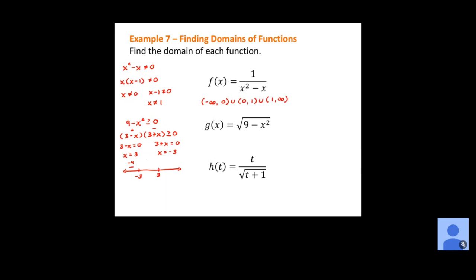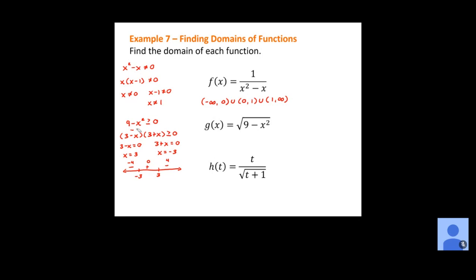Okay, now I'm going to choose a value between negative 3 and 3. 0 is a value between negative 3 and 3. If I plug in 0 into that factored form, 3 minus 0 is positive. 3 plus 0 is also positive, and a positive times a positive should give us a positive. And then finally, I'm going to choose a value of 4 up here. 3 minus 4 should give us a negative value. 3 plus 4 is a positive value, but a negative times a positive is a negative.